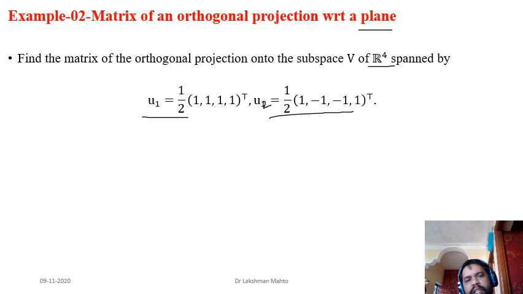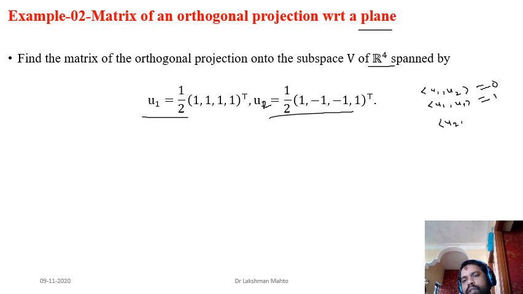Easily you can see that u1 is a unit vector, u2 is also a unit vector, and if you find the dot product of u1 with u2, that would be 0, perpendicular to each other. If you find the norm of u1, it would be 1, and the norm of u2 would also be 1. That means u1 and u2 form an orthonormal set of vectors. If you find the inner product of u1 with itself, it would be 1, and similarly the inner product of u2 with itself would again be 1.